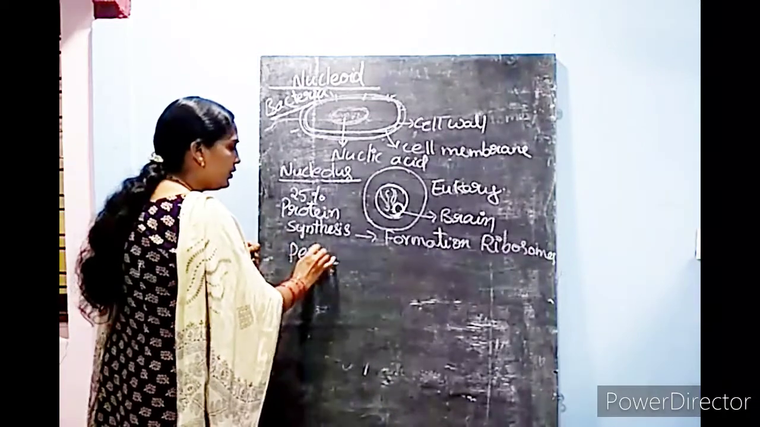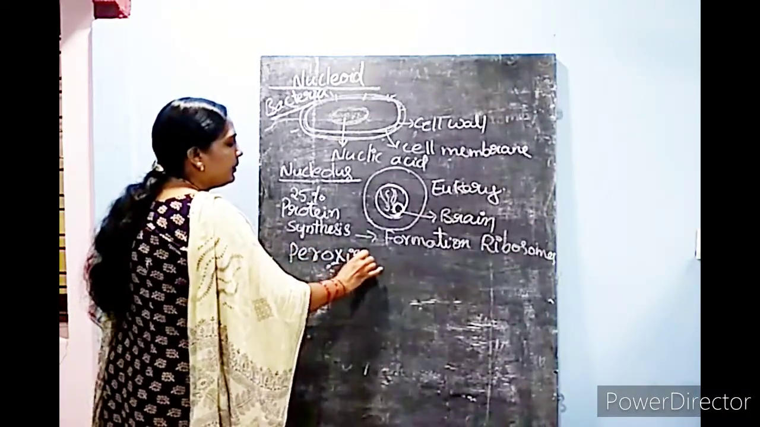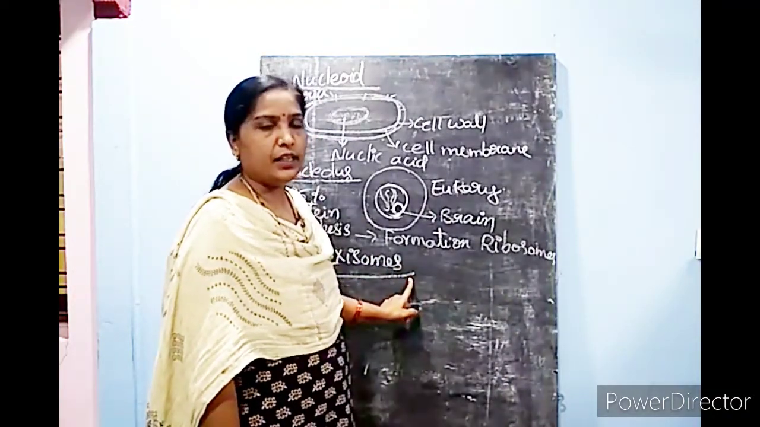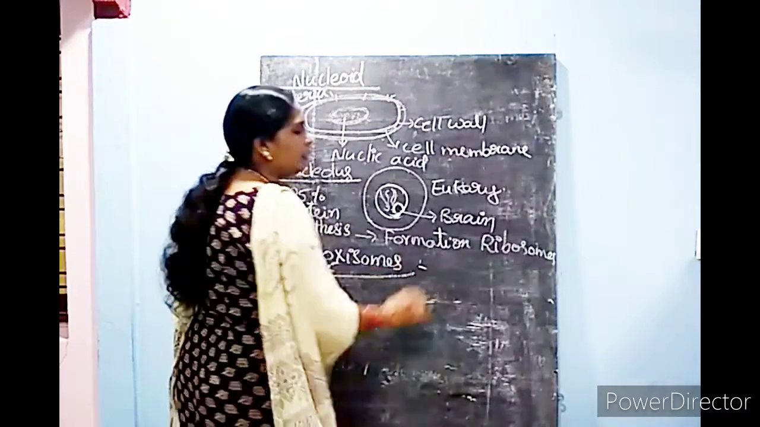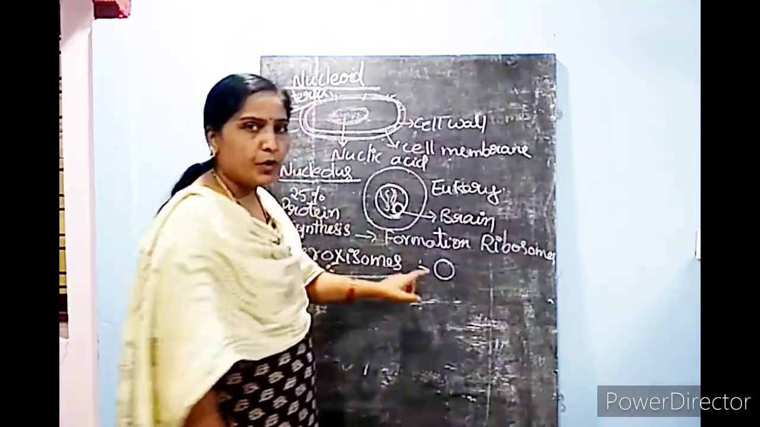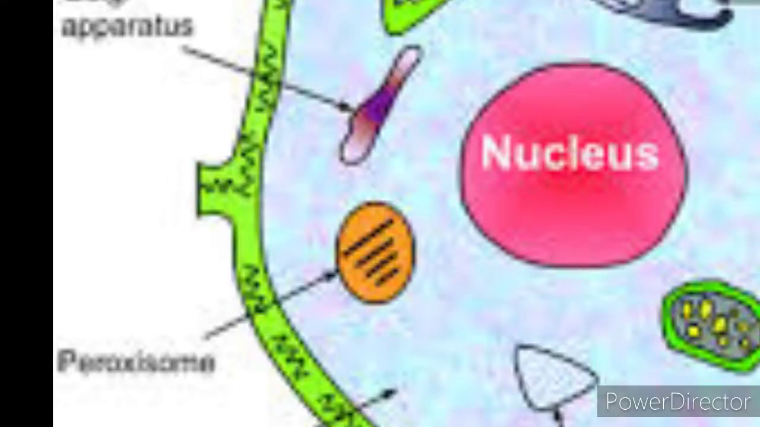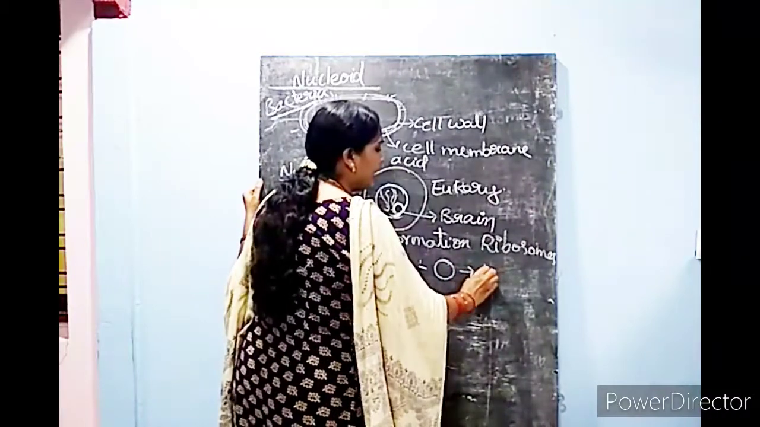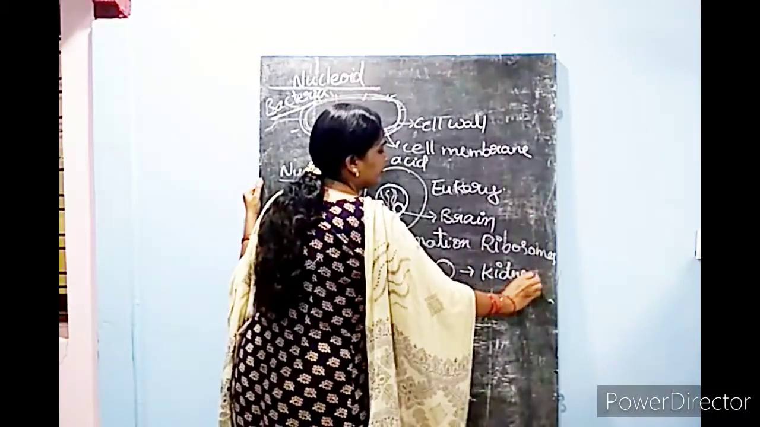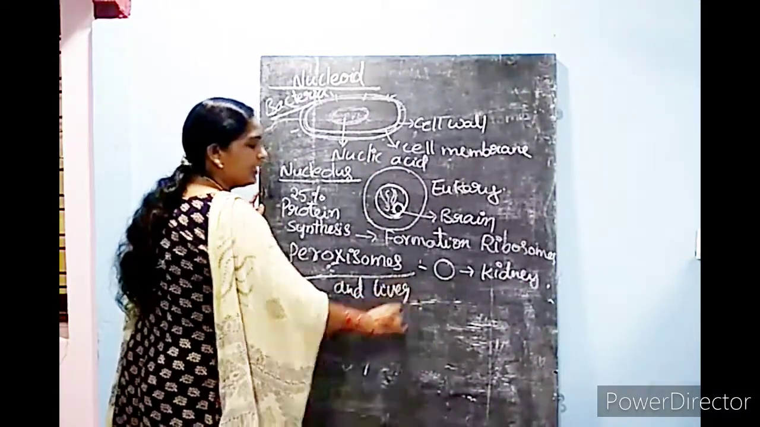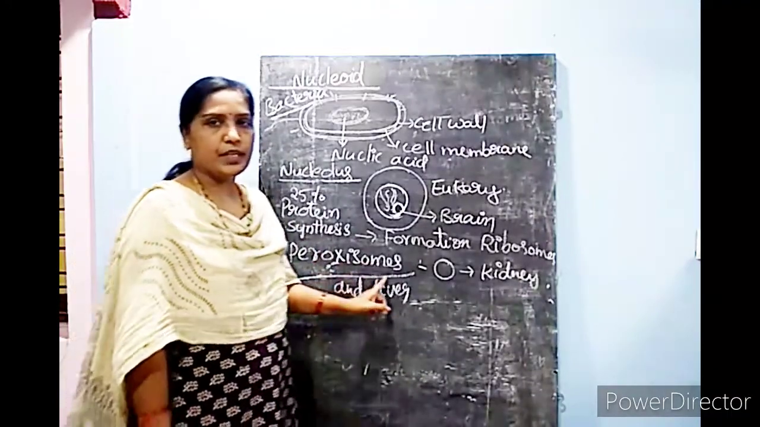Next one, peroxisomes. Peroxisomes are also floating in the cytoplasm. They are one of the cell organelles, very minute, very small in structure, spherical in shape, just like our ribosomes, but ribosomes are bigger in size than peroxisomes. These peroxisomes are present in our kidney and liver cells.